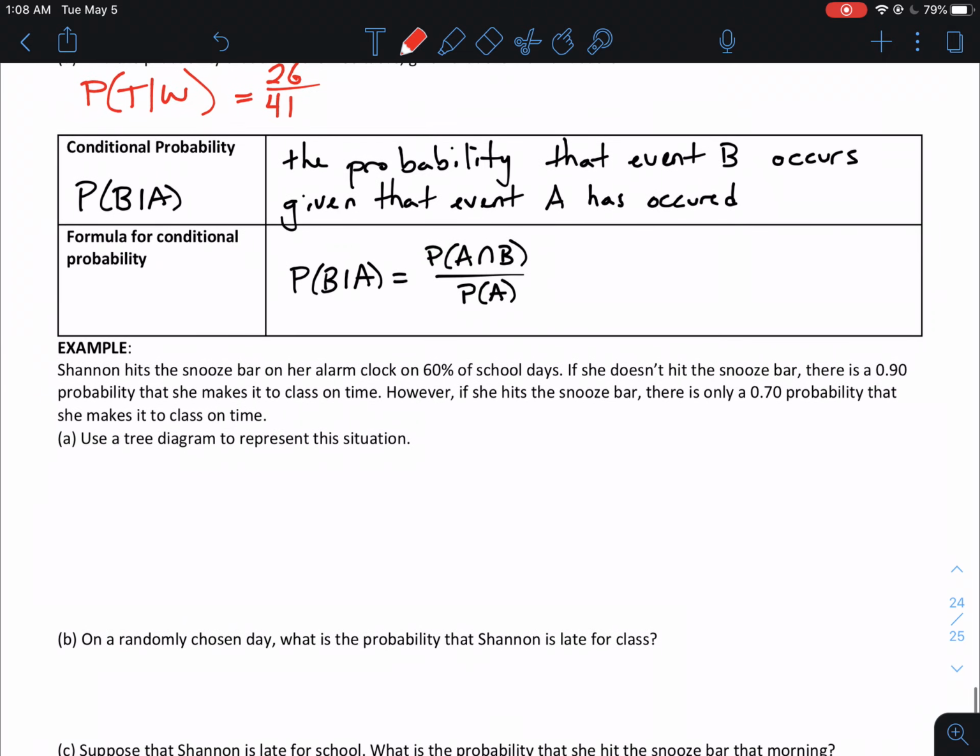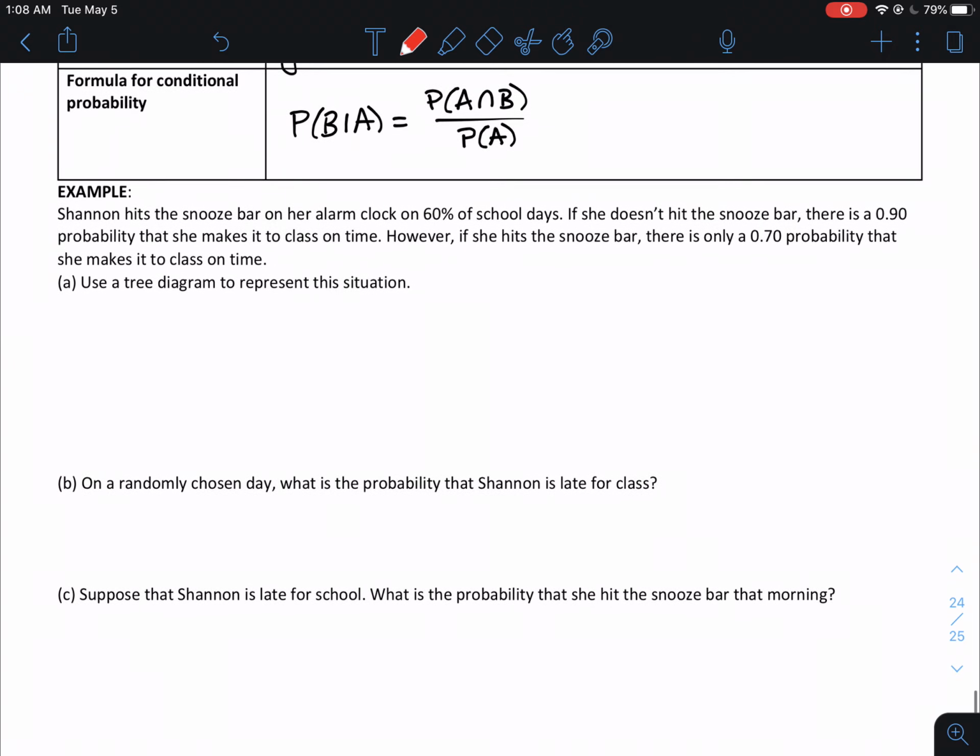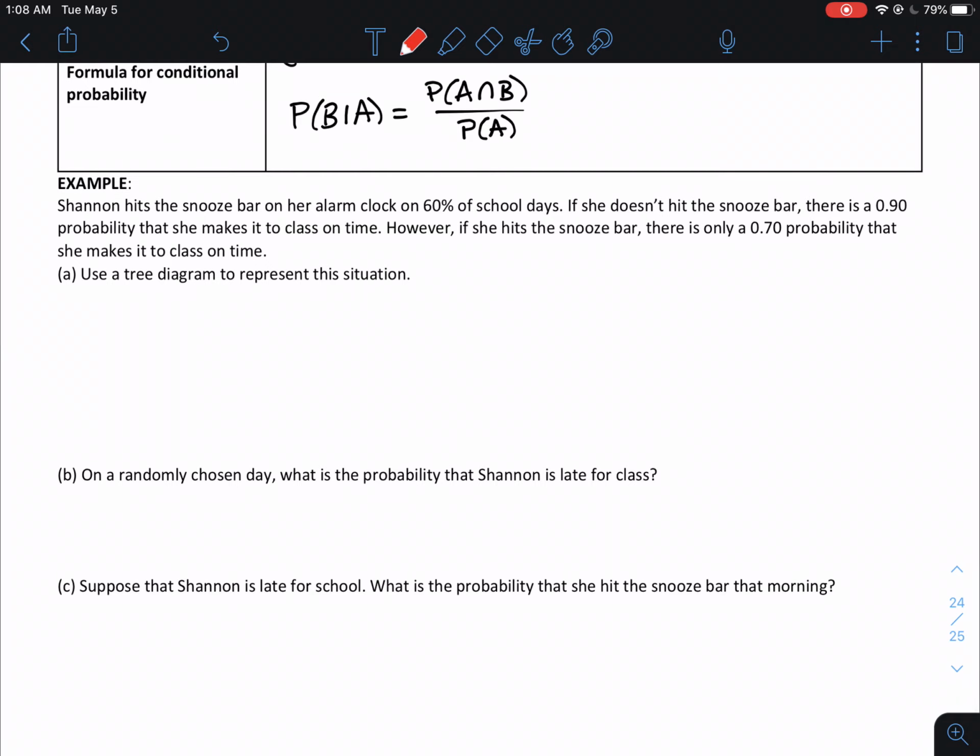Okay, one last thing that I want us to talk about is what's called a tree diagram. So we're just going to look at that real quick, and then we'll be done with this lesson.